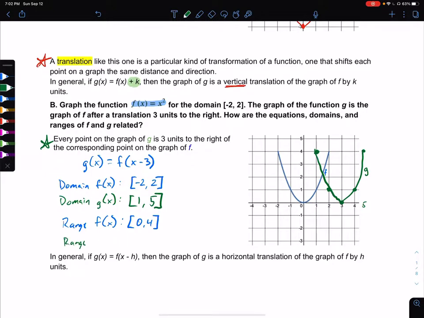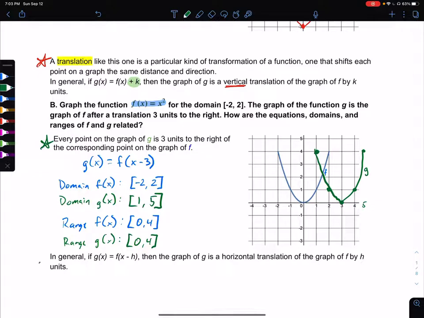Our range of g of x, well, we didn't shift up or down at all. We went to the right. So your range actually is not going to change at all. It's still going to remain 0, 4. So what you'll find is that when you have translations or some kind of transformation vertically up and down, that's your y-axis. So your y values, your ranges will change. And when you have a shift left to right, that's along the x-axis, that's going to be your x values and your domain will change. There is the possibility that you could have a shift left, right, and up, down. So you might have both a vertical translation and a horizontal translation.